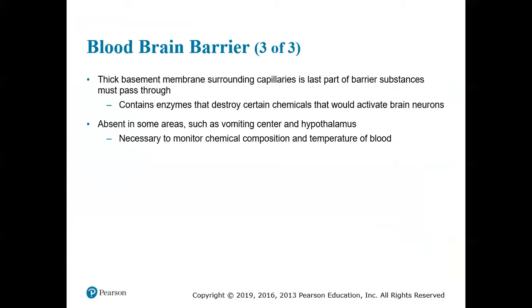Now, it can contain some enzymes that destroy certain chemicals that would activate brain neurons. So it does have that capability, but mainly more than enzymes, it's a barrier in terms of these tight junctions, right? So that's the main story behind the blood-brain barrier.